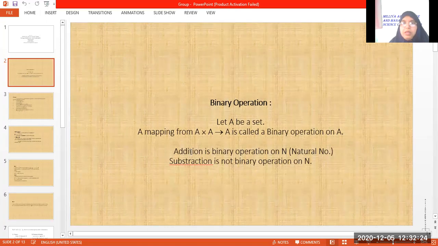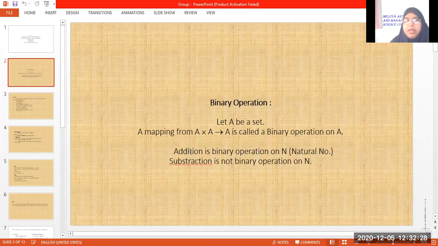An example is addition is a binary operation on N, that is natural numbers, but subtraction is not a binary operation on N, since 5 minus 9 is equal to minus 4, but minus 4 is not a natural number.